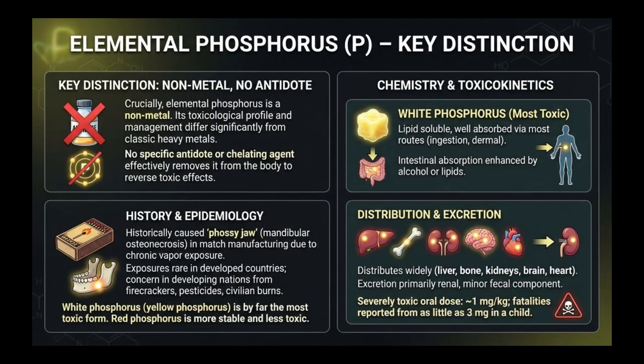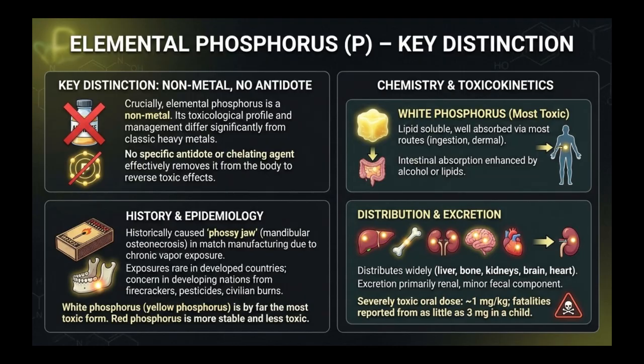Its toxicological profile and management strategies differ significantly from those of classic heavy metals such as lead, mercury, arsenic, and cadmium. For these metals, chelation therapy often serves as a primary treatment. Our discussion will primarily reference the content from Chapter 84 of the PDF, which focuses on phosphorus, and will compare its properties and management approaches with the broader principles of heavy metal poisoning where relevant.